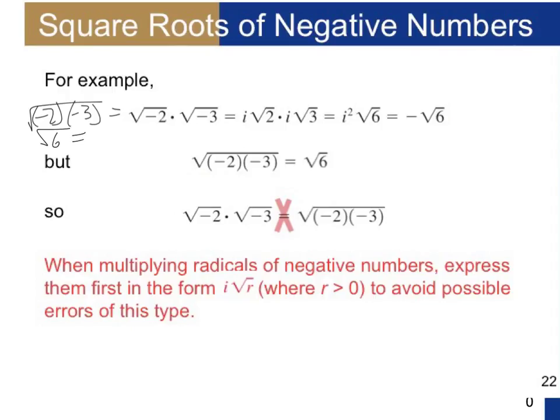If we break them out as separate negatives and then separate them, we're going to get the square root of 2 times i and the square root of 3 times i, so we get the square root of 6 times i squared, which gives us a minus square root of 6.